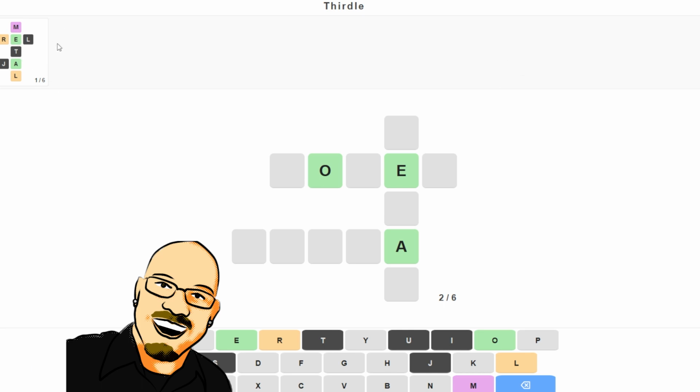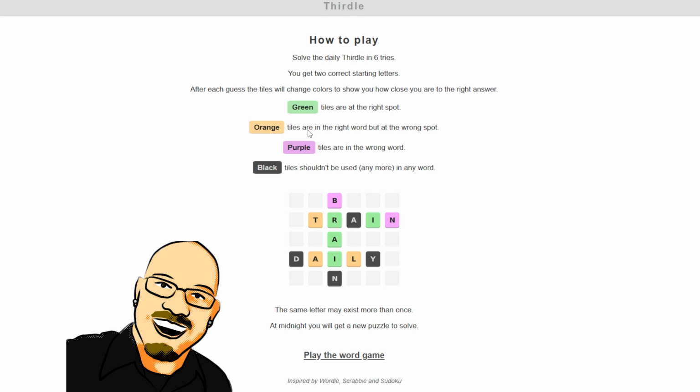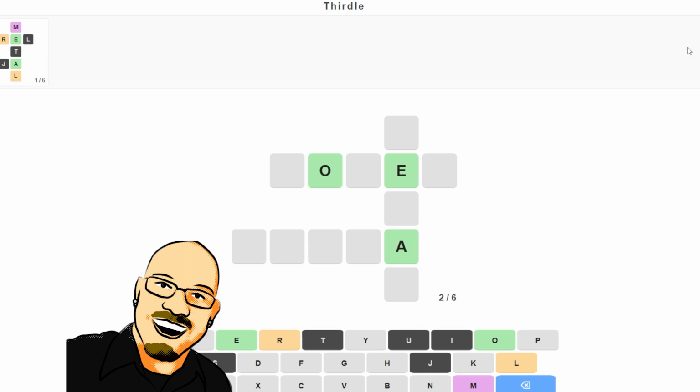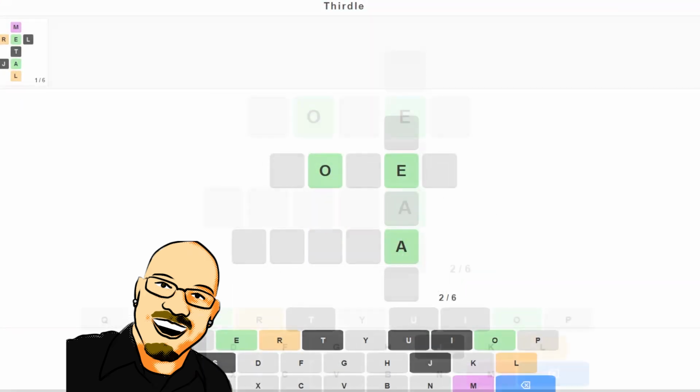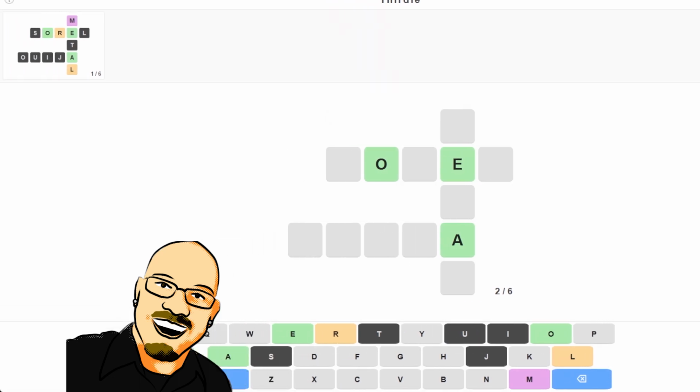Let me remind myself what these colors mean. Purple in the wrong word, orange in the right word. So we need to move the R and the L around within these words. That may be not the best. All right, let me make sure you can see that. Okay, so yeah, L and R need to move around. How about belay for this one? Let's find out, or maybe delay might be better.